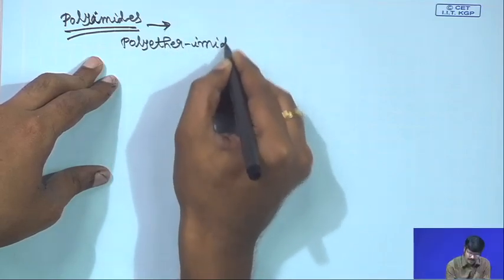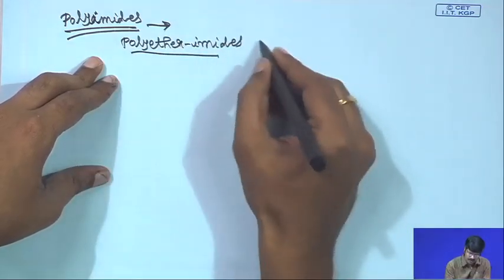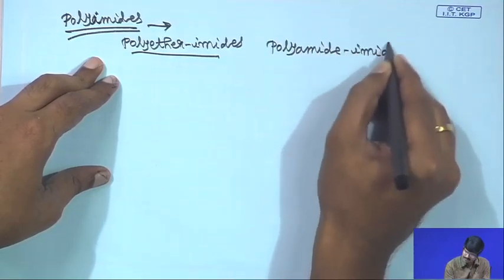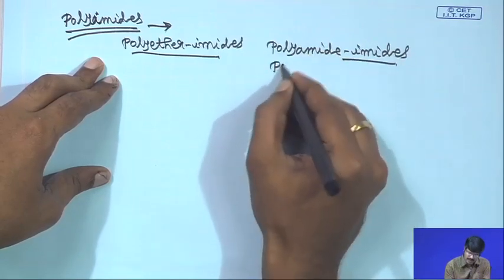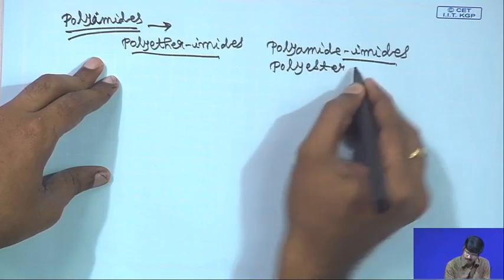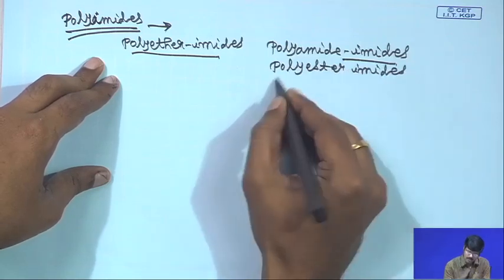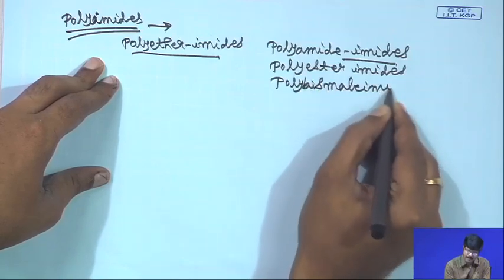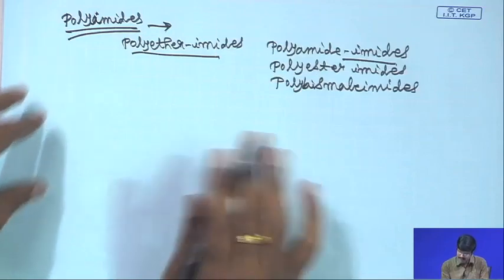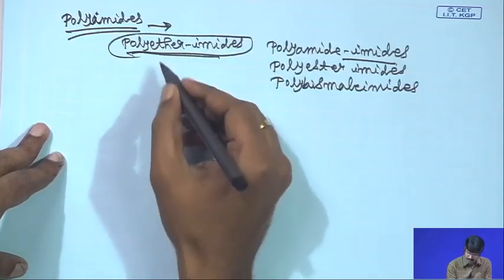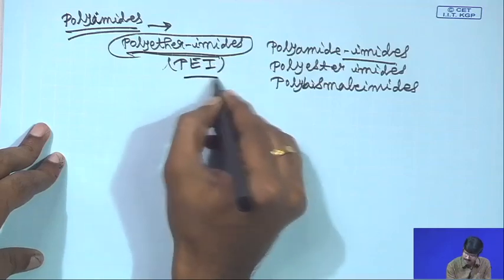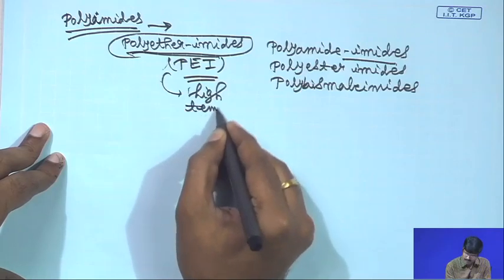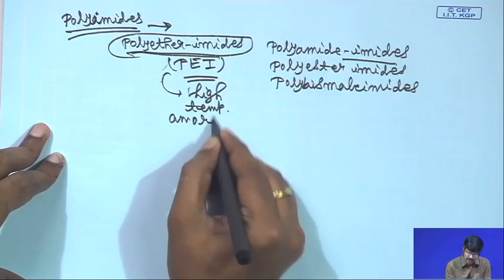polyetherimides or polyamide-imides or polyester-imides or bismaleimides, which have better properties than your conventional polyimides. Let us say polyetherimides, abbreviated as PEI. These typically are high temperature amorphous thermoplastics.